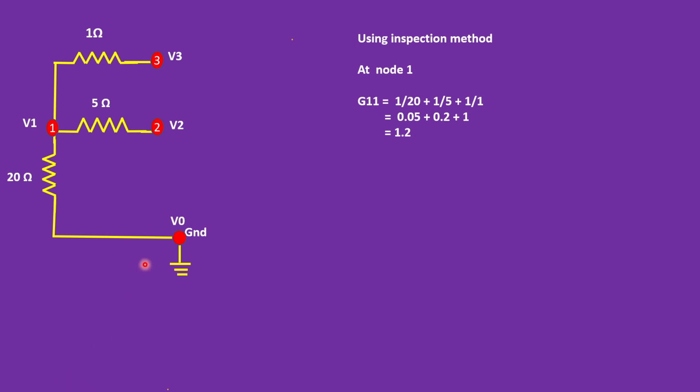Now we are going to calculate G12. G12 is the conductance between the first node and the second node, so that is equal to minus 1/5, which is minus 0.2. Now we calculate G13. It is the conductance between the first node and the third node, so that is equal to minus 1/1, which is minus 1. Now for G14, there is no fourth node directly connected with the first node, so its value is 0. Then, no current source is connected with the first node, so its value is 0 amps.